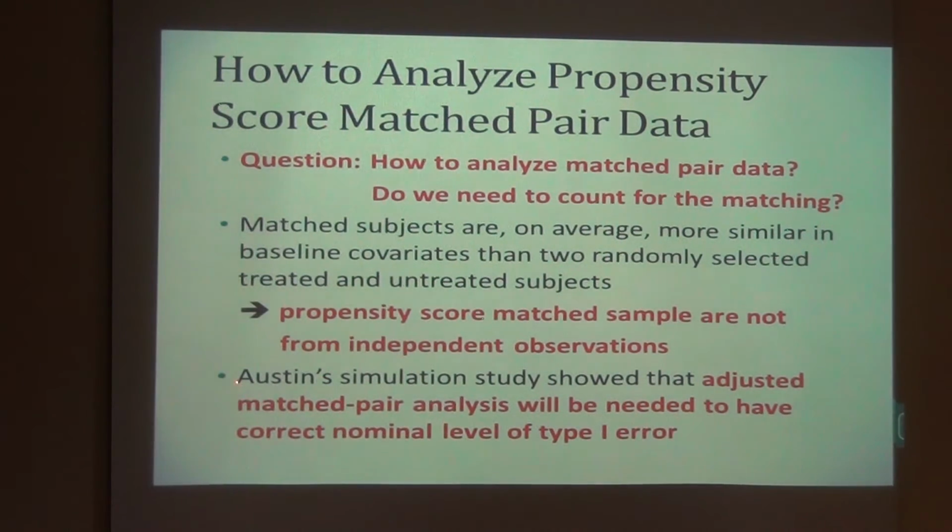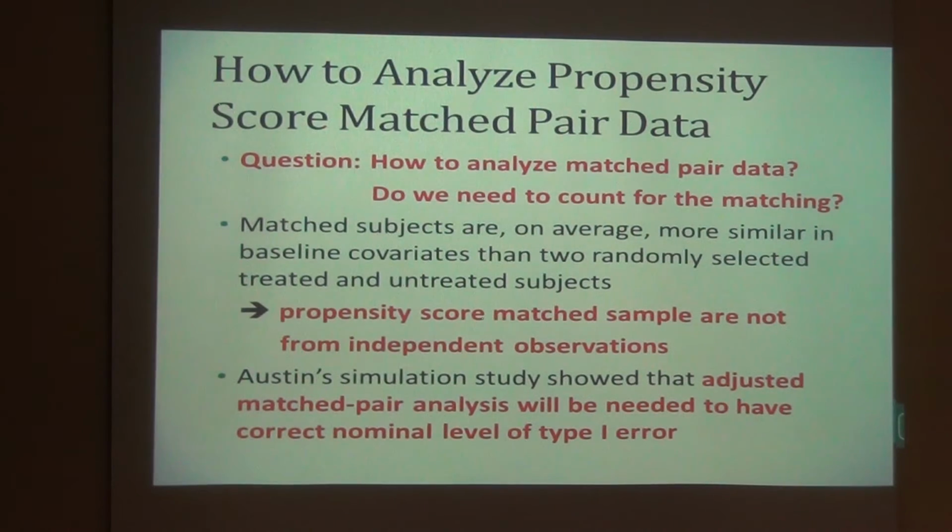Therefore, in his paper, he did a background study and also a simulation study, and showed that matched pair analysis that adjusts for the matching is needed to have a correct nominal level of type 1 error. Otherwise, it is too conservative. Instead of, suppose, a 5% nominal level of rejection under the null hypothesis, they will have a way lower rate. And in some cases, it will be too high. So it can go either way.